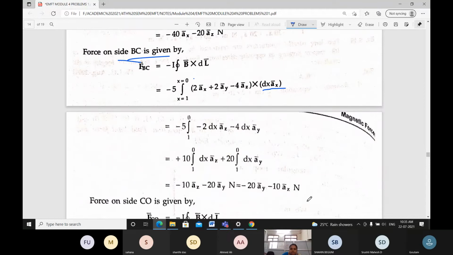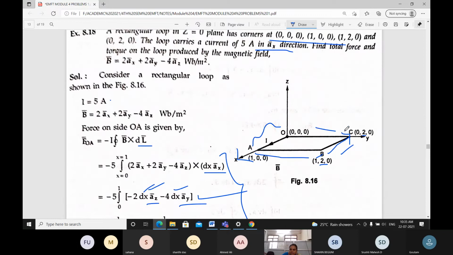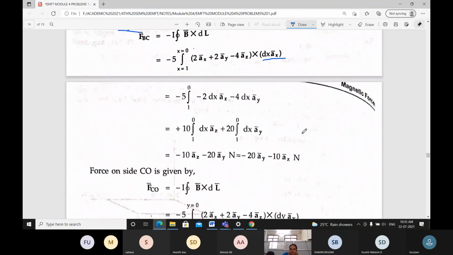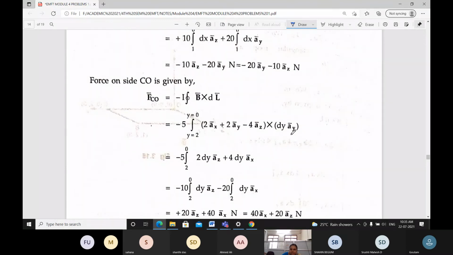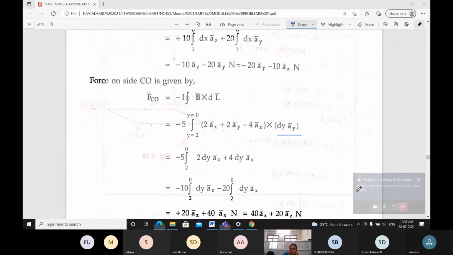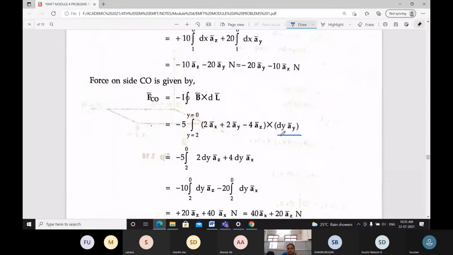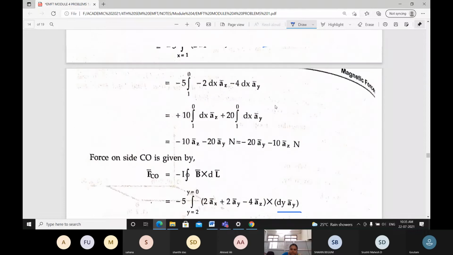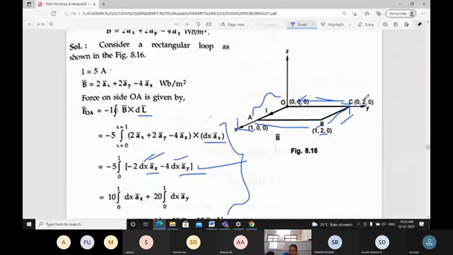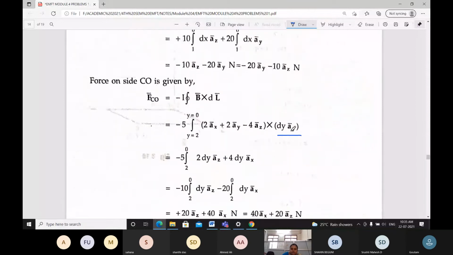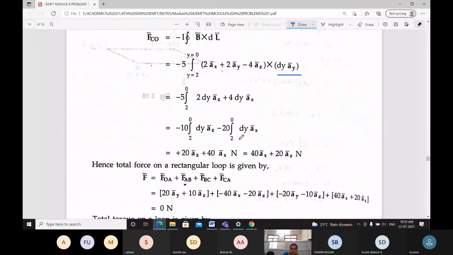Next, in the same way, calculate for C to O. Going in this direction, it is parallel to the y axis, therefore our dL is dy into ay. Then the limit varies with respect to y, from 2 to 0. Therefore the integration limit is 2 to 0. Then go for integration, and after integration you will get 40 ax plus 20 az newtons.